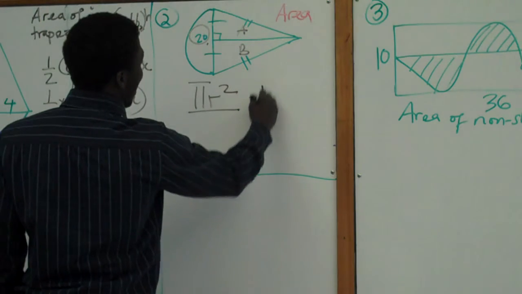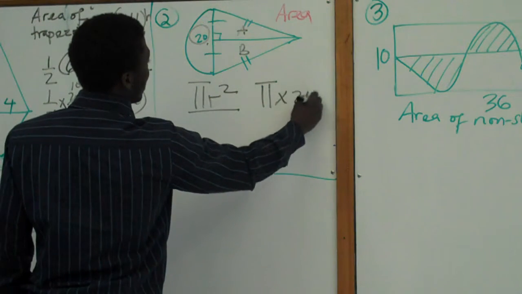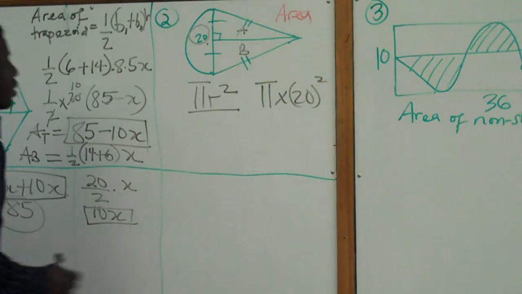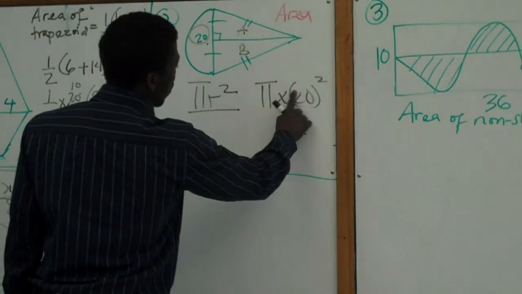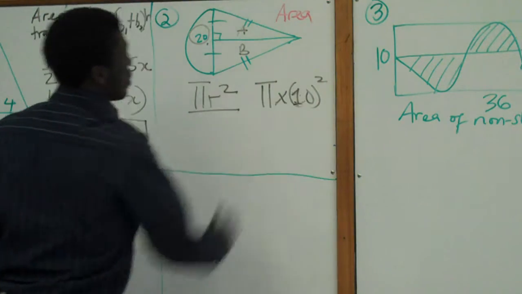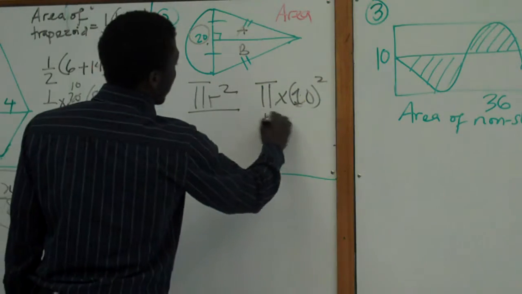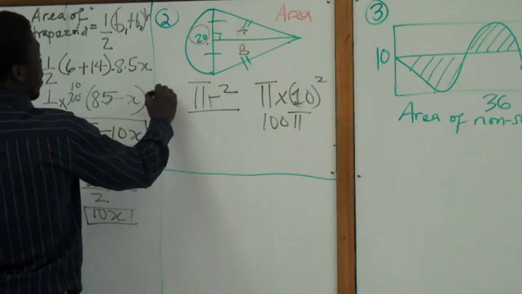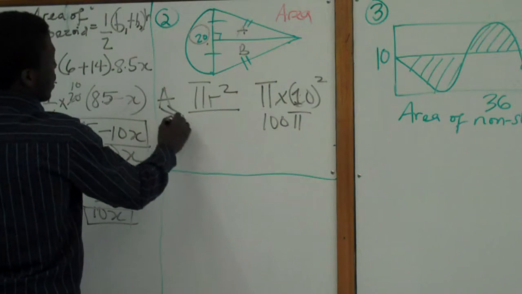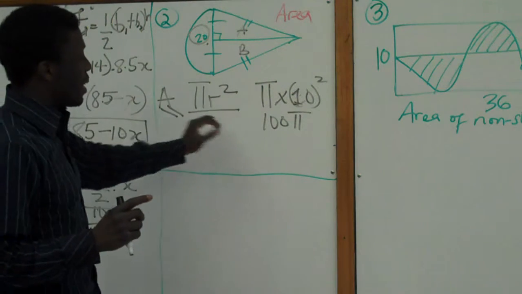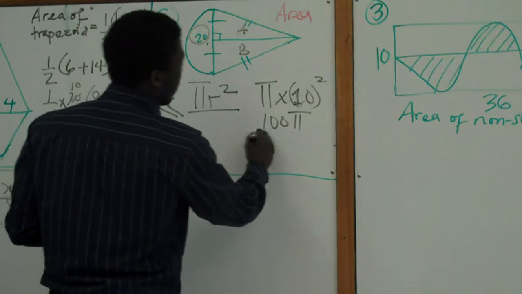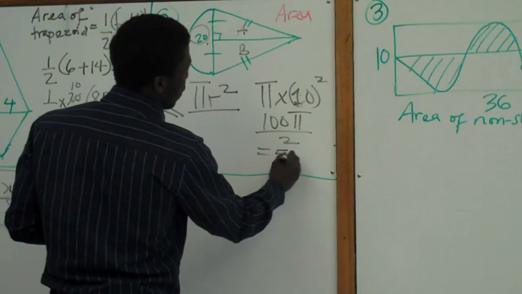So we have pi times 20. Well, we have the diameter, so we're going to say pi times 10 squared. So we have 100 pi for the area of the circle. If it was a circle, that would be it. But now, of course, it's a semicircle, so we divide that by 2, and so we get 50 pi.